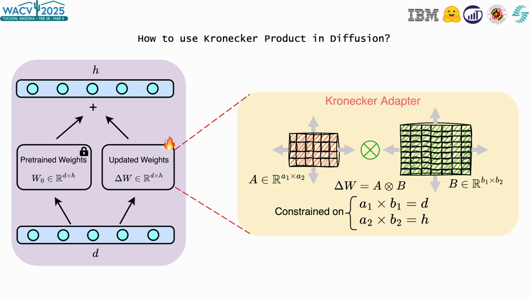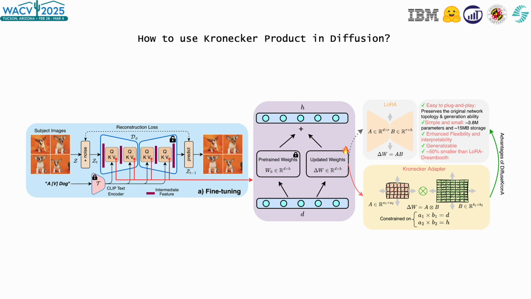We use Kronecker adapter to build these trainable layers, which allows very high parameter efficiency while capturing more information. Here is our overall training pipeline. We also present a schematic illustration of LoRA versus DiffuseKronA. LoRA is limited to one controllable parameter, the rank, while the Kronecker product showcases enhanced interpretability by introducing two controllable parameters, a1 and a2.